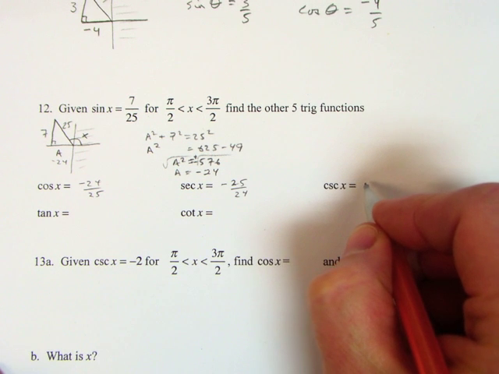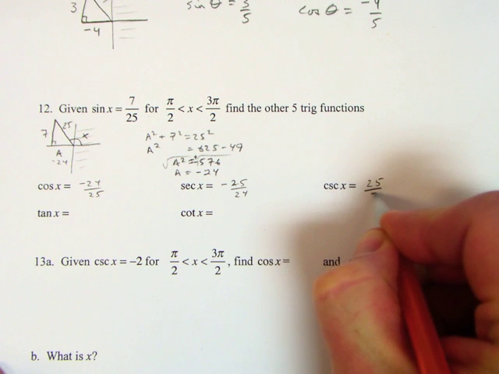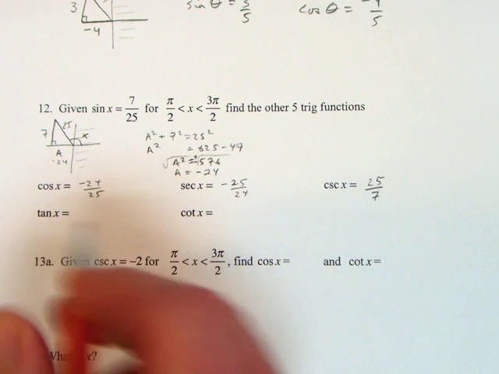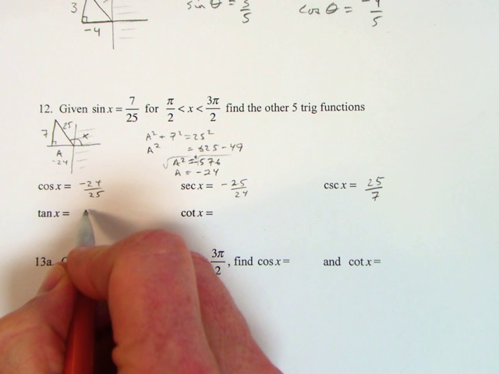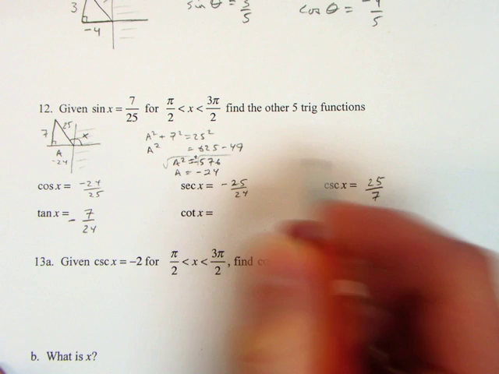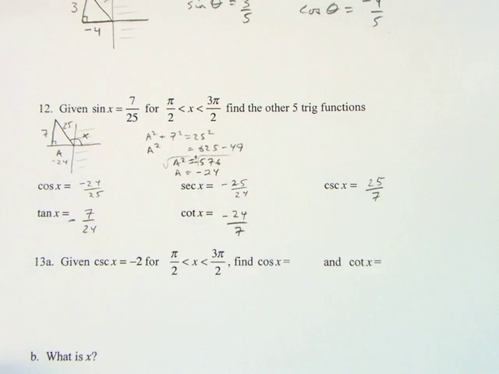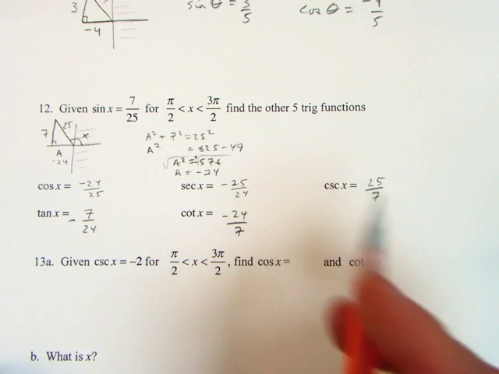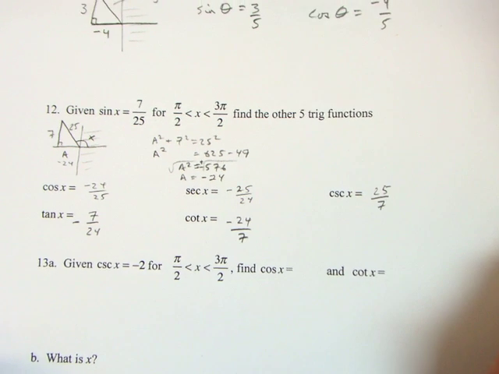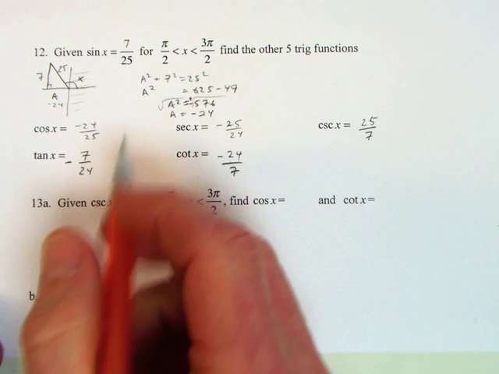Cosecant's 1 over sine. Sine's opposite over hypotenuse, so it's hypotenuse over opposite. Tangent, opposite over adjacent. So 7 over 24, and it is a negative. And cotangent would be adjacent over hypotenuse. So now we've done 2 of these, and we'll look at one last one. After this, they're all basically the same.